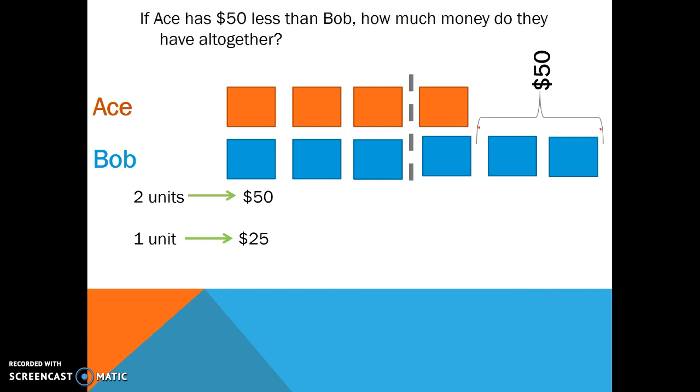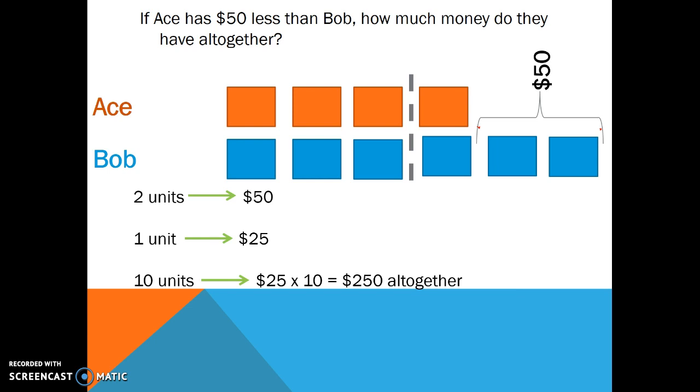My question is, how much money do they have altogether? Well, Ace and Bob have 10 units altogether. Ace has 4, Bob has 6. So I'm going to multiply 10 units times $25. And the answer is $250 altogether.